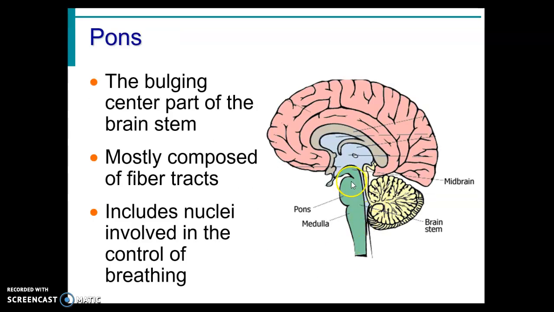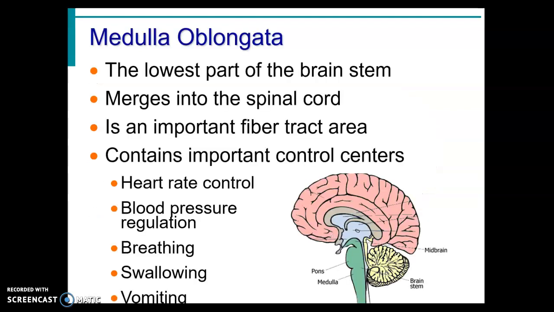Pons is the next part. This bulging part right here that kind of sticks out the front. This brain is facing to our left right now. So this is the anterior part and this is the posterior part. So this little bulge coming out the anterior part of the brainstem right there, that's called the pons. And it's mostly composed of fiber tracts that allow for nerve signals to go up and down. And this is where your breathing control mostly comes from. So that's obviously extremely important as well.